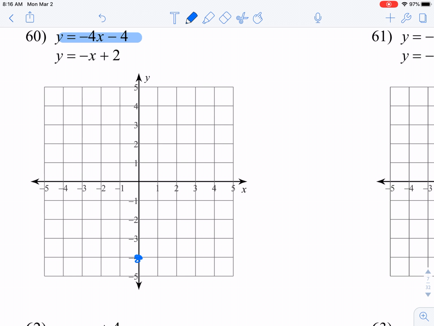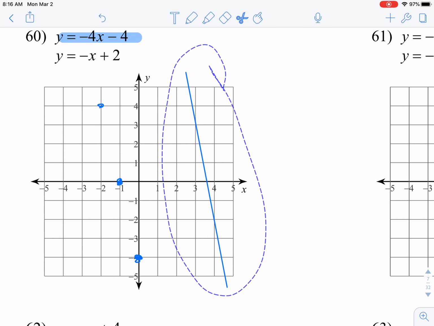Normally I would go down and to the right. Because I can't do that, I'm going to go up and to the left. So I'll go up 4 and 1 to the left. Up 4, 1 to the left. And you should have created these points where you can graph your line.